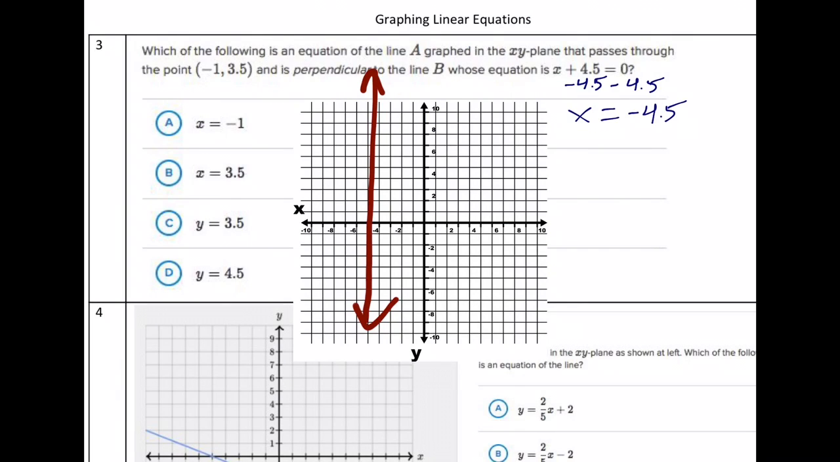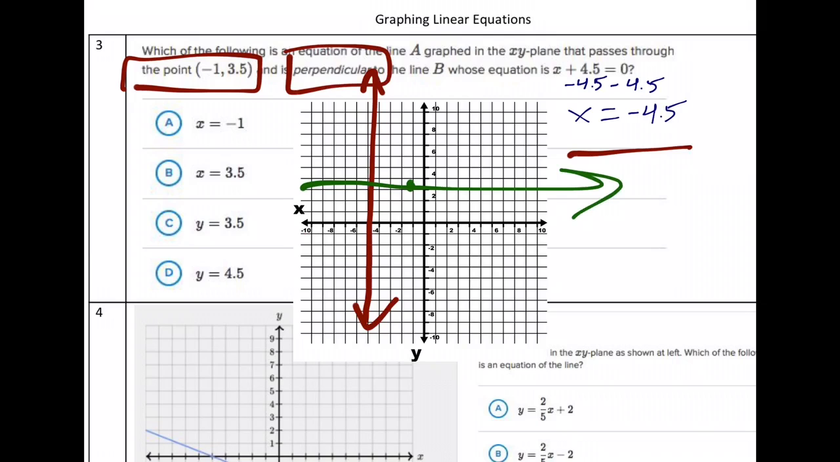So here's a rough sketch of a not-so-straight vertical line. This is x equals negative 4.5. So what does it mean for a line to be perpendicular? Well, typically we would take the slope and take the opposite reciprocal. A vertical line does not have a slope. It's undefined. But we know that a horizontal line is perpendicular. The second part of the problem is that we know a point that this horizontal line passes through. And that's plotted right there, negative 1, 3.5. We know we're looking at a horizontal line that passes through this point. So in green is our line. C was the best choice.